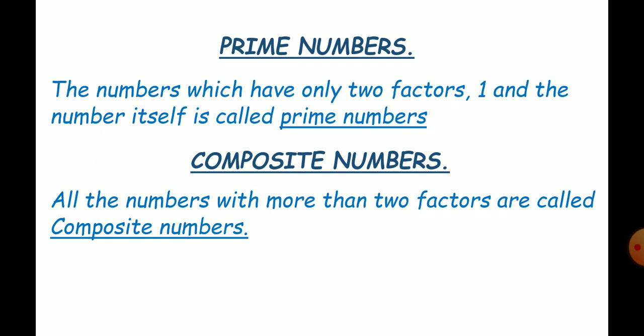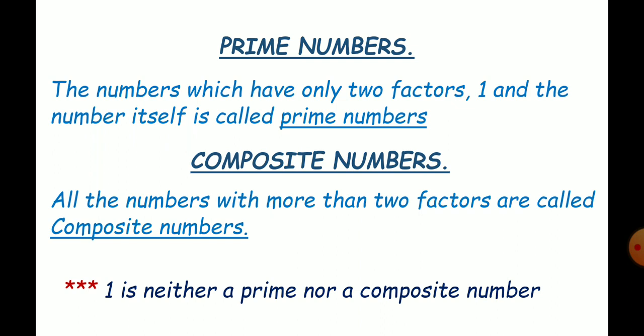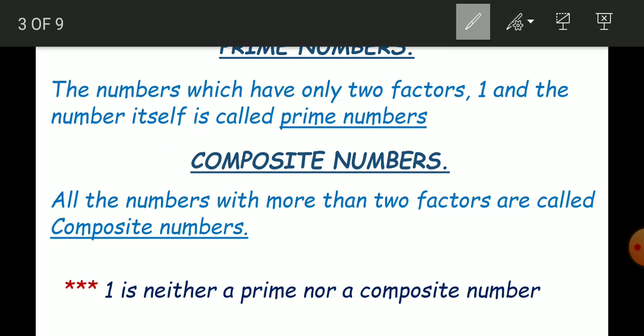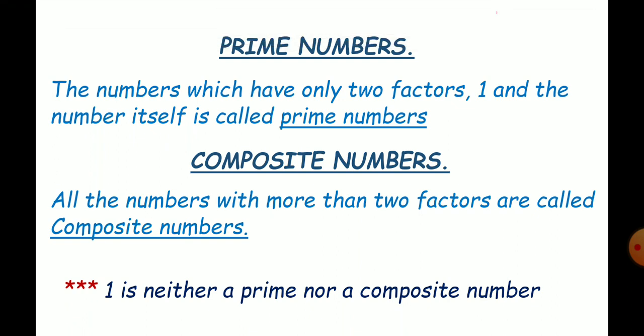Okay, here there is only one exception, which is 1. Okay, 1 doesn't come as a prime number nor as a composite number, because the factor of 1 is 1 only. It doesn't have two factors, no? So it doesn't come under the definition of a prime number and also a composite number. So we call it neither prime nor composite.